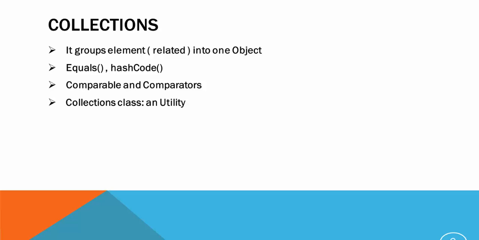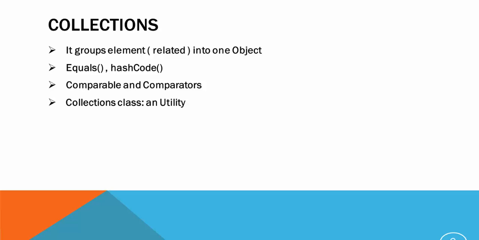Collection is the API provided by Sun Java, which is an object basically. That object is used to group the related elements into that object. So that is a collection. Whenever we are grouping objects into a collection, there are two features which are very important to understand, that is equals and hashCode. And when we are storing a collection, suppose I want to do sorting on top of that, then we need to understand the concept of Comparable and Comparator.